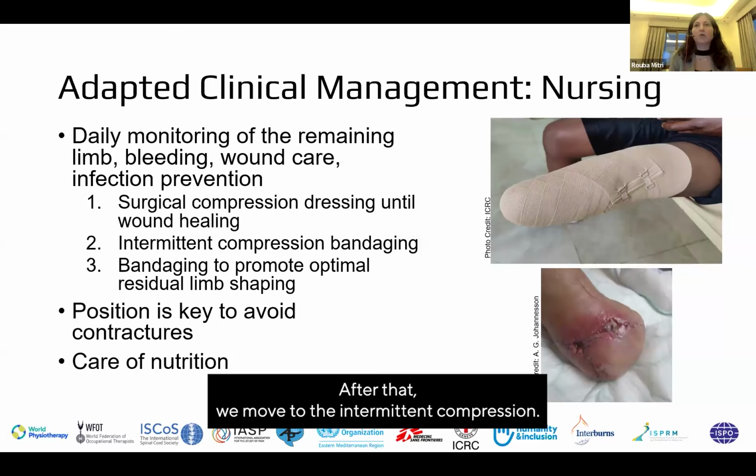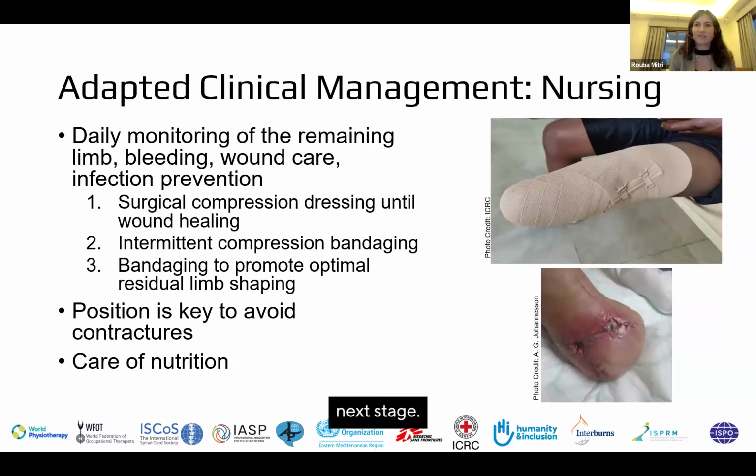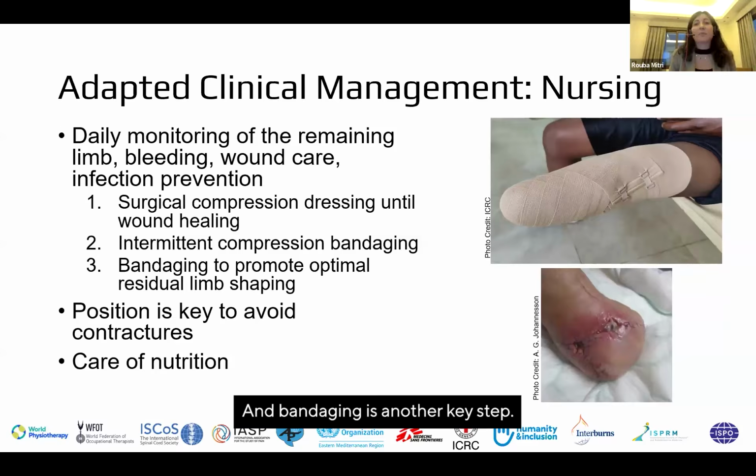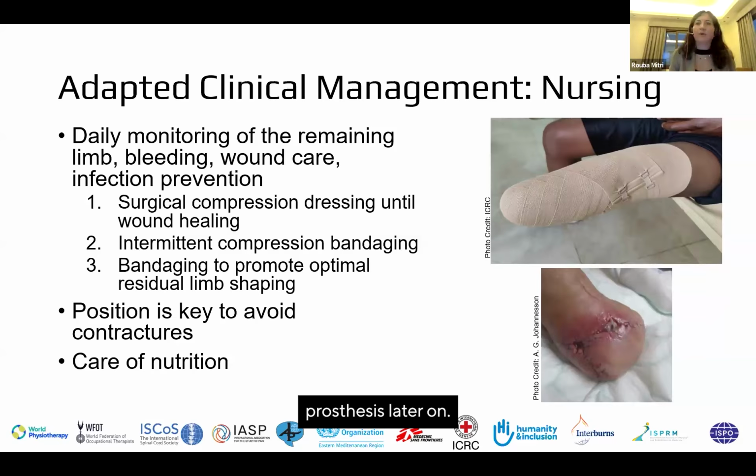After that, we move to intermittent compression. This continues to control swelling, but also starts preparing the limb for the next stage. And bandaging is another key step. It's actually used to shape the residual limb properly and prepare for fitting a prosthesis later on.